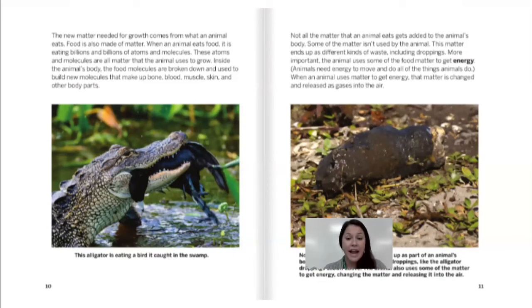So we know that after an animal consumes food, after they eat food, which is made of matter, they can use that matter for three things. They can grow their body, they can expel waste like droppings, and they can use it for energy.